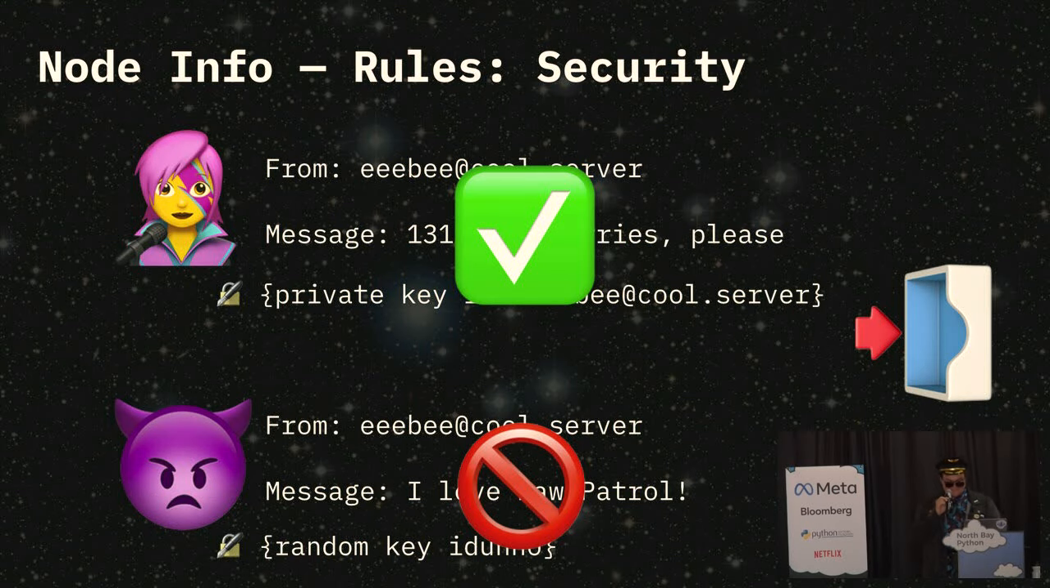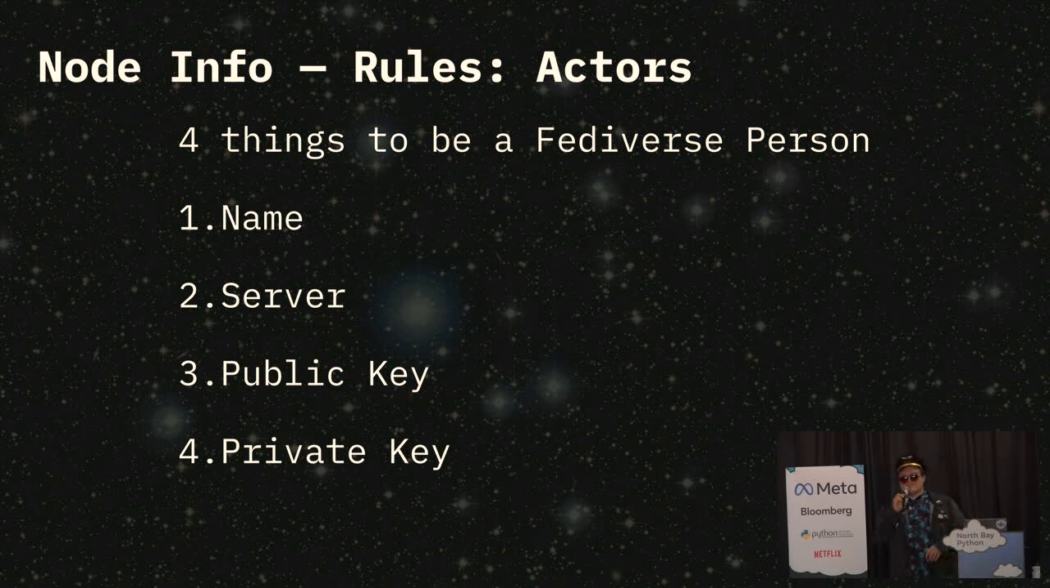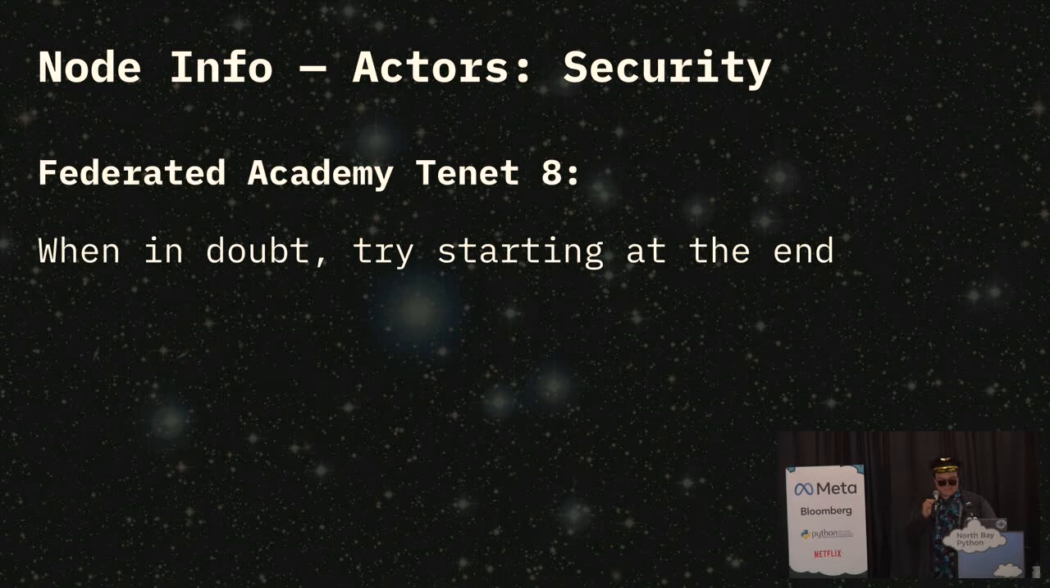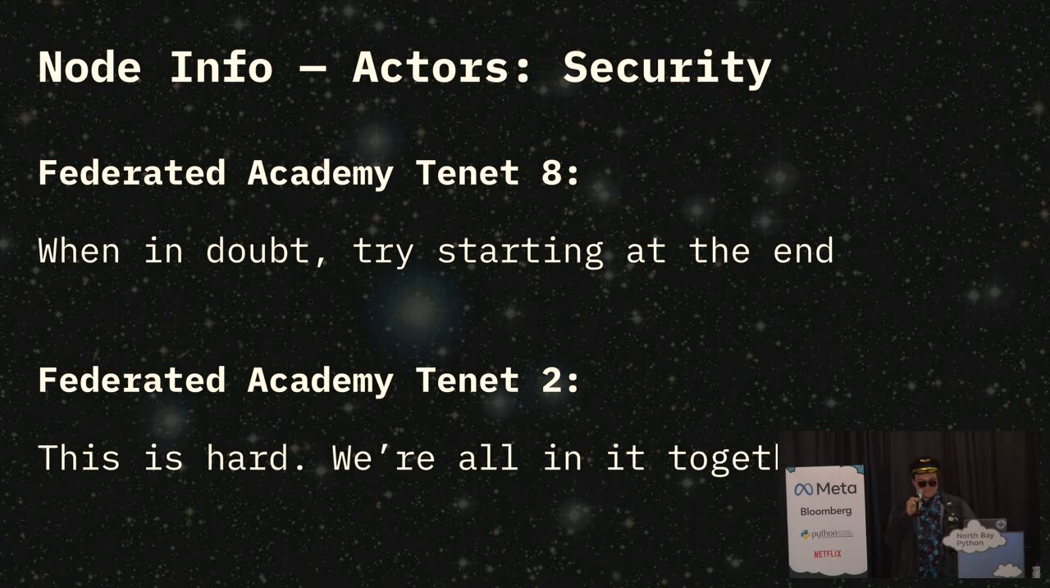They are unhappy. You need four things to be an actor on the Fediverse. You need a name, a server, a public key, and a private key. Your name is already your name, or you can choose a different one. We don't judge here. We already have a server. That's what we're trying to build right now. What we need is a public key and a private key to actually sign and validate our messages. If you remember Federated Academy Tenet 8, when in doubt, try starting at the end. We're going to start with those keys. Let's also keep in mind Federated Academy Tenet 2. This is hard. We're all in it together.